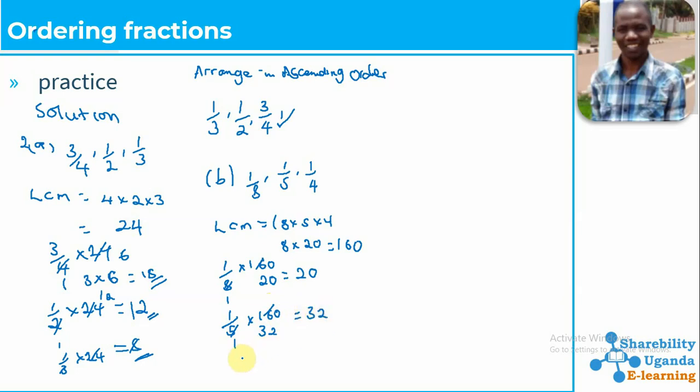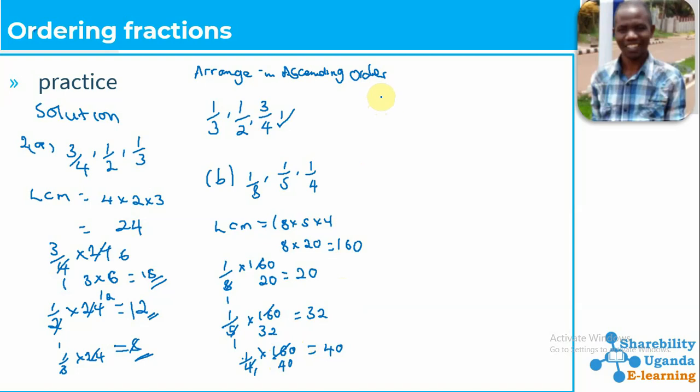We also come to another one, which was 1 out of 4 times 160. Okay, what is 16 divided by 4? We shall still get our answer 40 here. So here we are having 40.